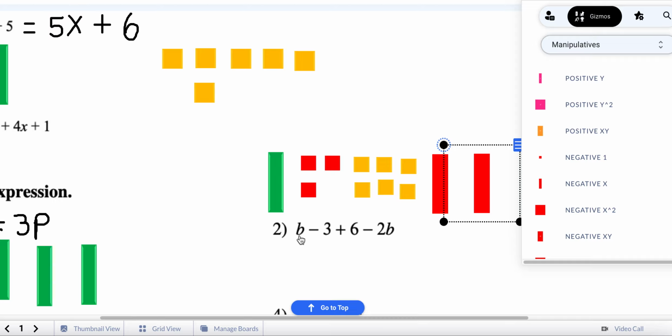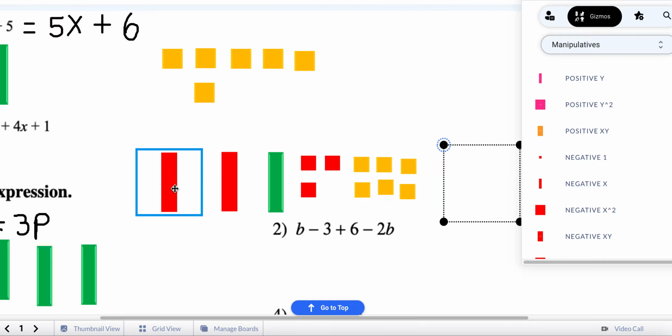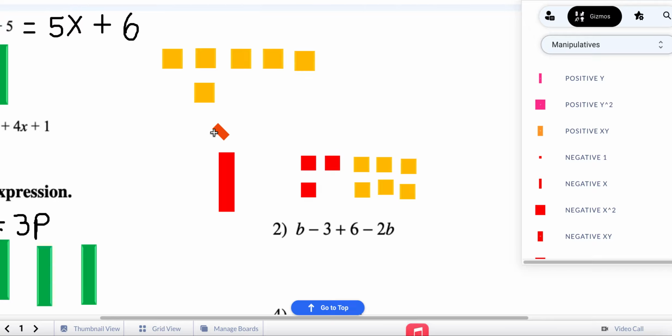So positive b minus 3 plus 6 minus 2b. Now we combine, so variables with variables and numbers with numbers. So I am going to move my variables together. So I have variables here, but they're not the same. Some are positive and some are negative. So opposites cancel each other out. So one negative variable is going to cancel with my positive variable. And I don't have any more variables to cancel, so I am done with the variables.